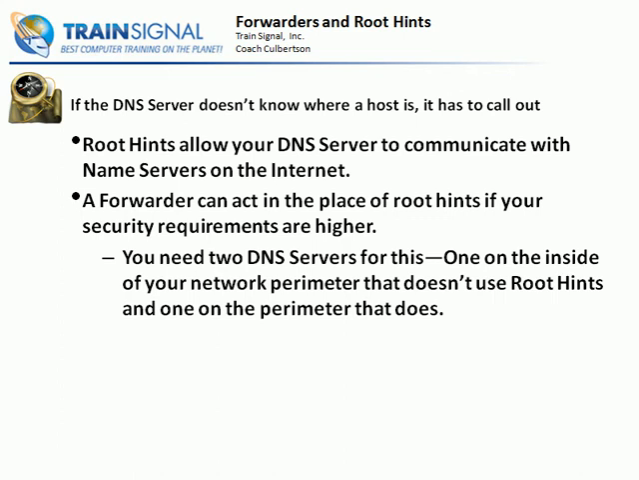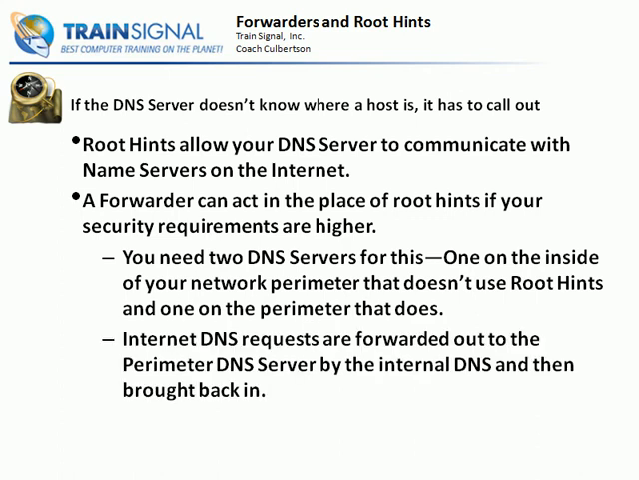One on the inside of your network perimeter that doesn't use root hints, and one on the perimeter of your network, closest probably to your router. And I use close in the network term close. Internet DNS requests are going to be received by the inside server and forwarded out to the perimeter DNS server, and the perimeter DNS server is going to call out to the internet, get that information, bring it back, and then send it back over to the internal DNS server.